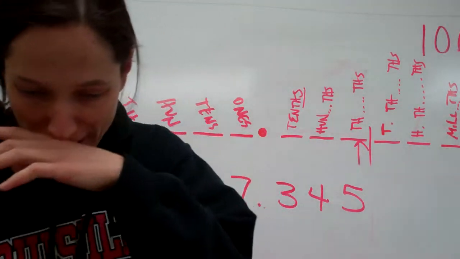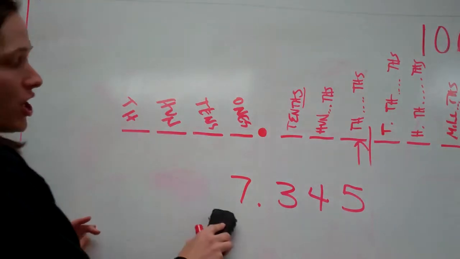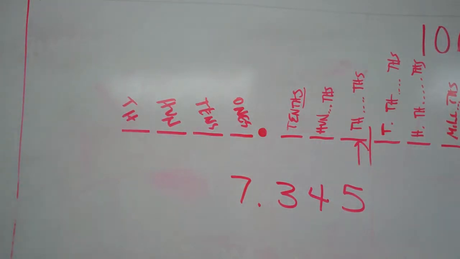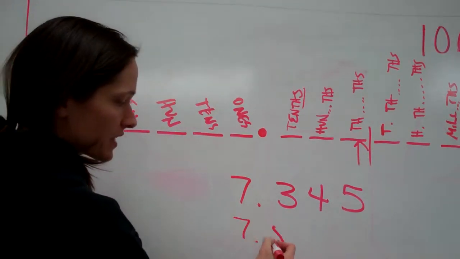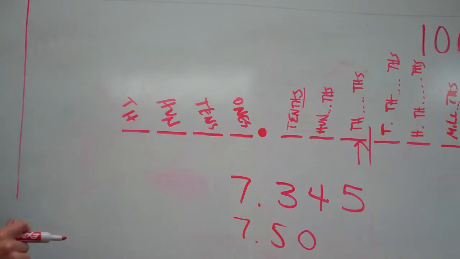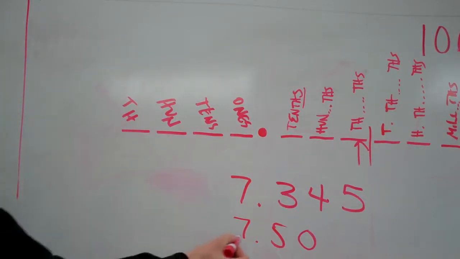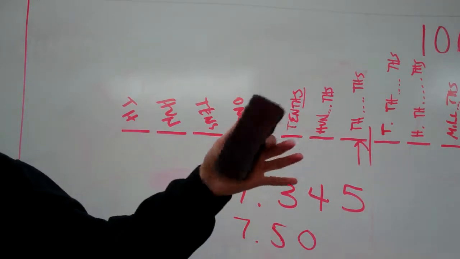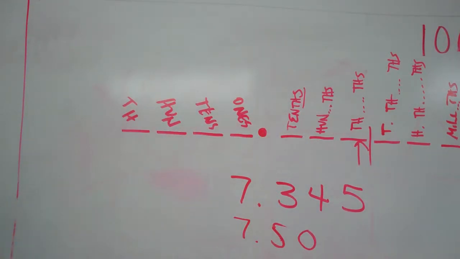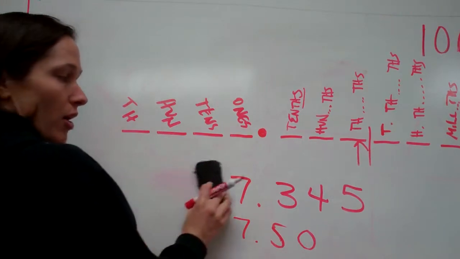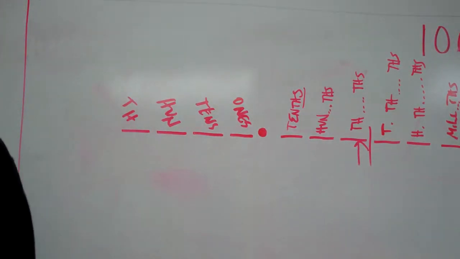Now, if I told you to round this number to the nearest whole number, what would you tell me? 7. Does everybody agree? Because if it helps you, you can think of 7.50. Anything 50 and above, you would change it to 8. But it is definitely below 50, so it would stay as 7.